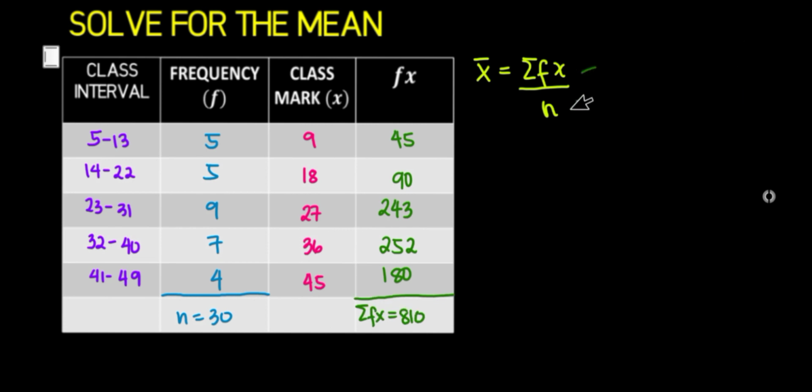Since alam natin yung sum ng fx and alam na rin natin yung n, which is 30, pwede na natin ilagay dito sa formula. So, sum of fx is equal to 810 divided by n, which is 30. The answer will be 810 divided by 30 is 27. So, the mean of the data is 27.